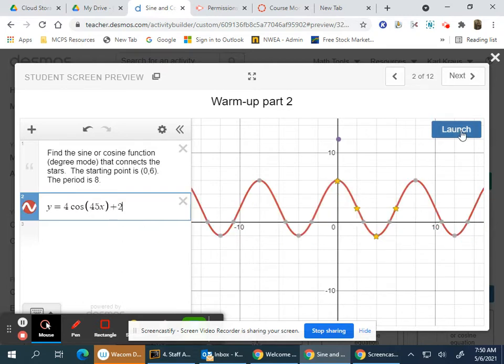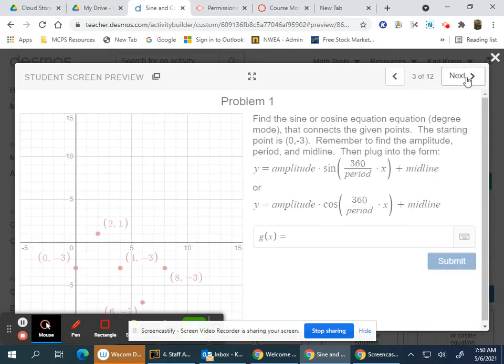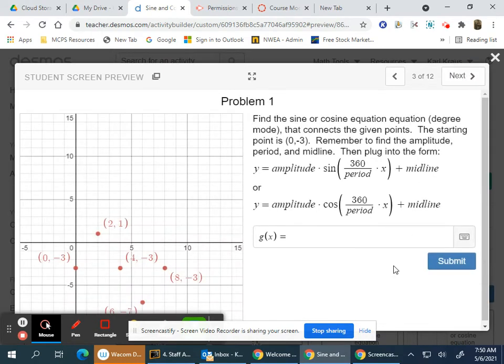And then if I launch here, so find the sine or cosine equation that connects the given points. The starting point is at 0, -3. Remember to find the amplitude, period, and midpoint, then plug into the form.